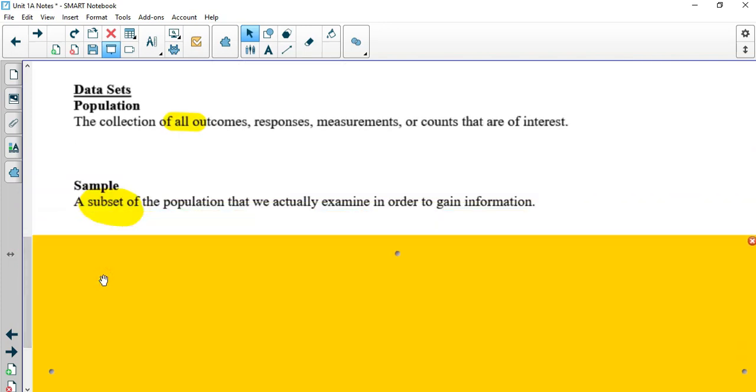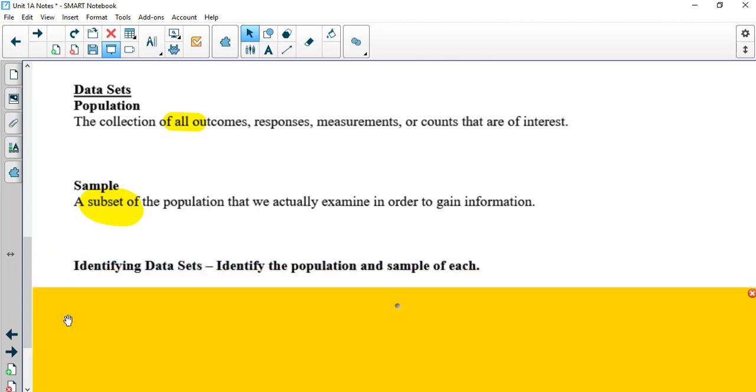Now, what's a sample? Well, a sample is a subset, a section, a piece of the population that we actually examine in order to gather information. Let's say you want to make a decision here at school. You're not going to go and ask every student in school. The principals aren't going to ask every single student. Yes, they could. They could survey the entire school. That's a lot of data to compile and interpret and analyze. So we usually go with a sample of the school. And that's the subset of the population we actually examine in order to get the information.